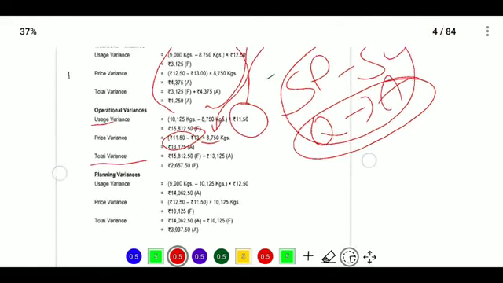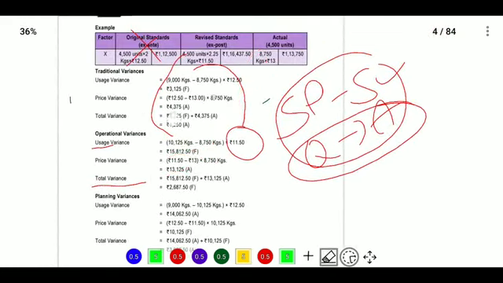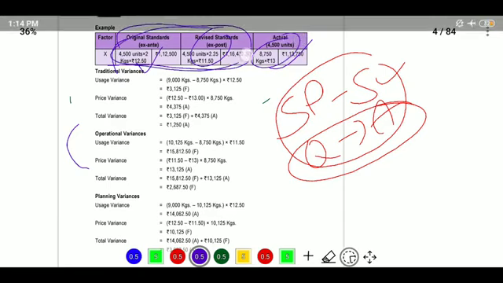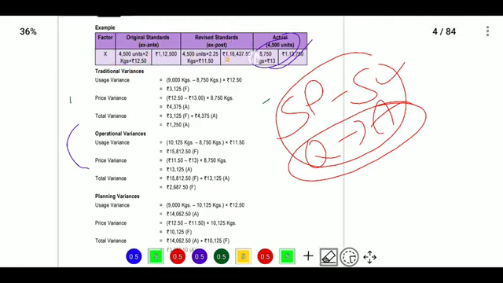Next, now planning variance. Planning variance means what? These two are both plannings only. So traditional variance means what we firstly took, and we compare against it. And for operational, with the information we had during the time, we revised our standard. So operational variance means revised standard versus actual. And planning variance means the two plannings: the original standard and the revised standard. For this we will calculate the same way.